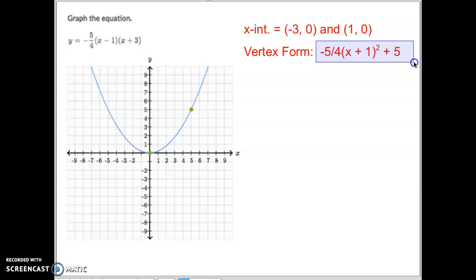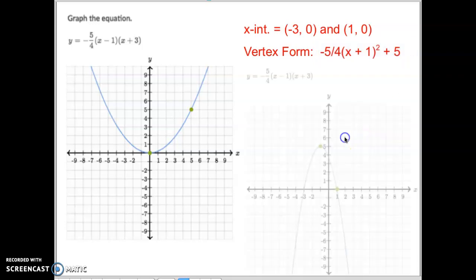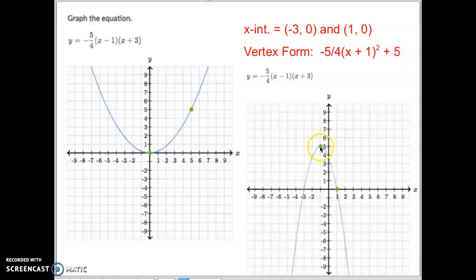So your vertex would be -1, +5. So when you go to graph that, you would have your -1, +5 for your vertex. You can see I chose to graph the 1, 0 instead of the -3, 0. I could have put it on either one of those two to get my parabola right there. By the way, you might be asking, why is this one an upside down parabola? Well, if you notice, we have a negative in the very beginning of that. So remember, a negative in the beginning means that it is an inverted graph.